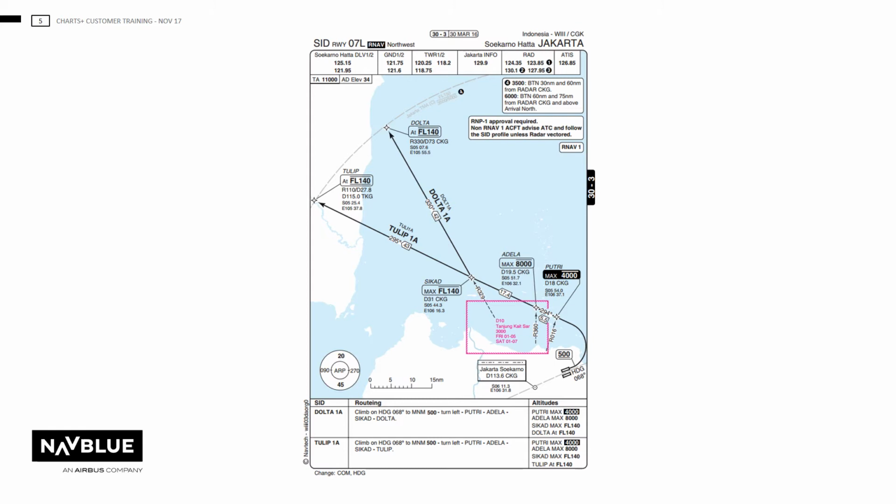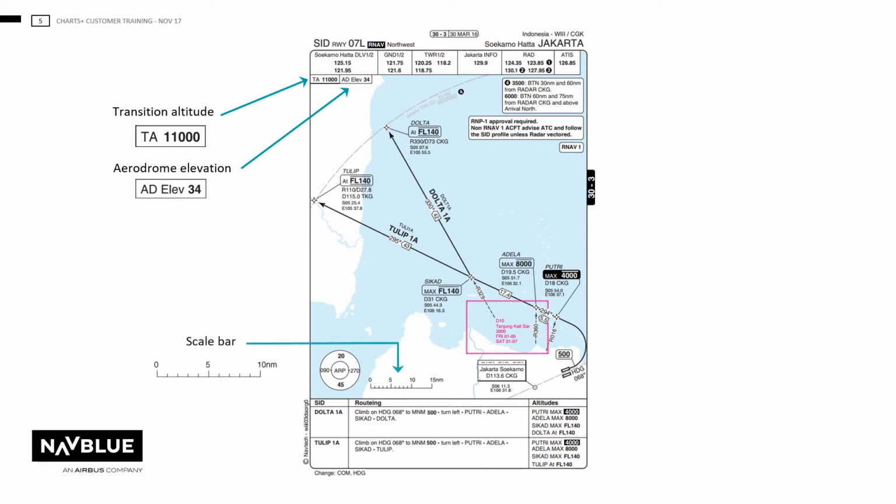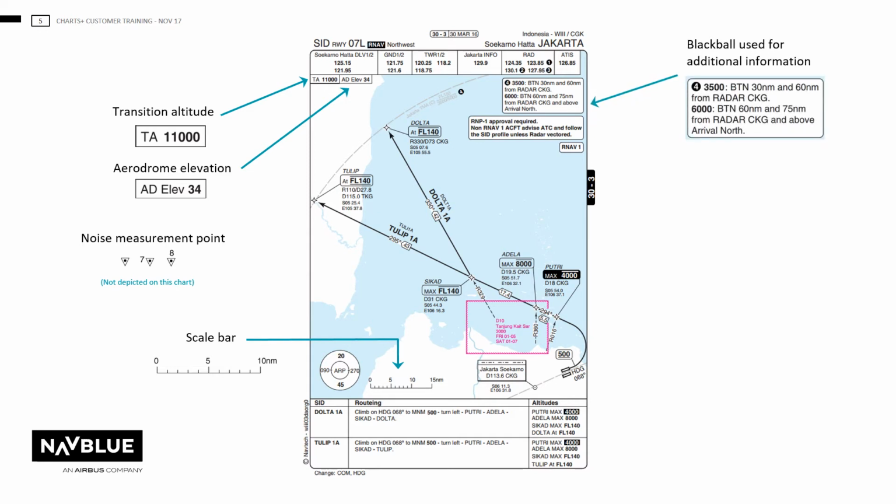For the SID title, RNAV SIDs will be before conventional SIDs. The transition altitude and aerodrome elevation are in feet. The charts will be produced to scale whenever possible. Notes will be shown in the floating boxes, usually positioned at the top right-hand corner of the chart.